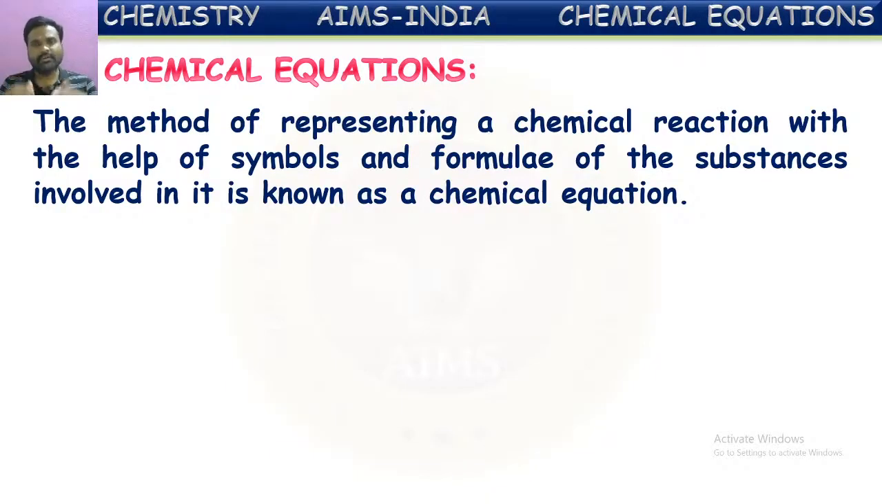In the same way, when these elements and compounds combine to form a chemical reaction, the complete chemical reaction can also be represented with symbols and formulae of the chemical substances participating and the symbols and formulae of the chemical compounds formed in the reaction. So that symbolic representation is known as a chemical equation.